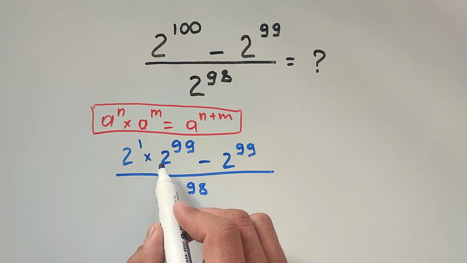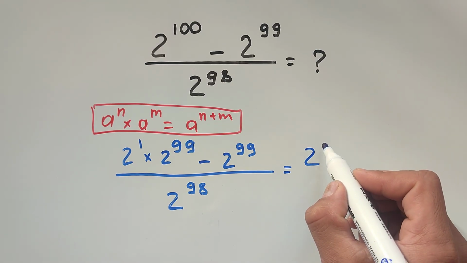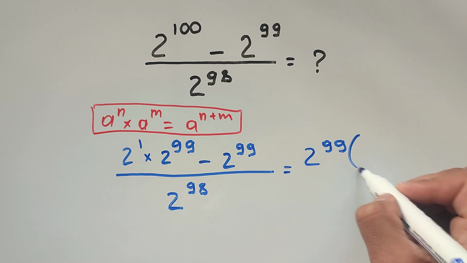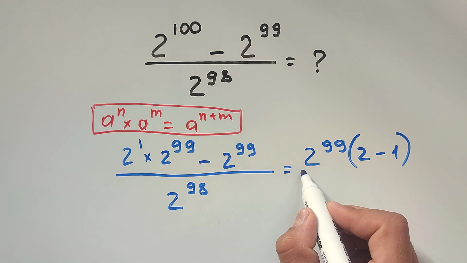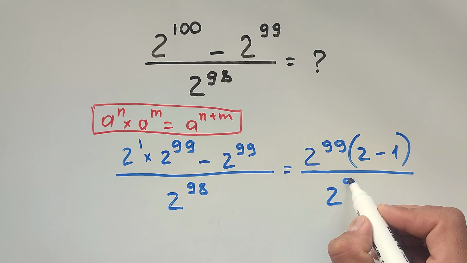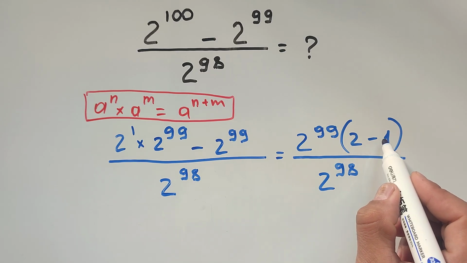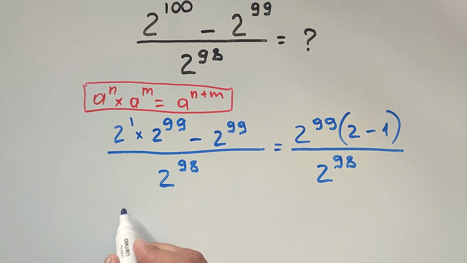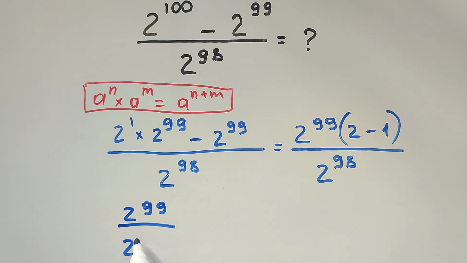take outside the brackets 2 to the power of 99. It equals 2 to the power of 99 multiplied by the brackets with 2 minus 1, all divided by 2 to the power of 98, and here 2 minus 1 equals 1, and we can write it 2 to the power of 99 divided by 2 to the power of 98.